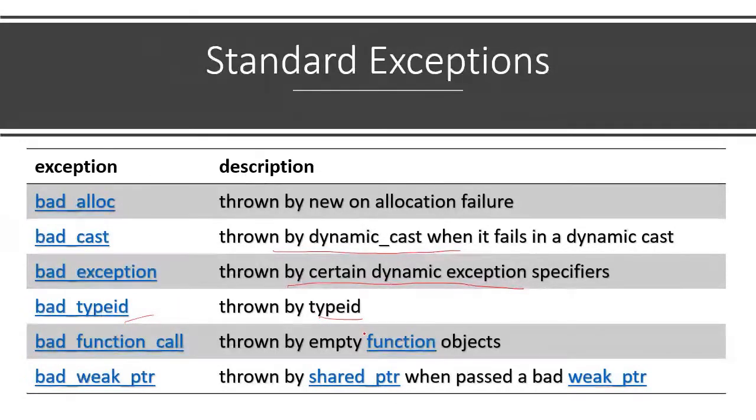Bad function call if an empty function object has been called, and bad weak pointer if the pointer which is being shared is null, or the shared pointer, something like that. Okay, so this is what we have in terms of our standard exceptions with respect to the exception handling of this particular C++ programming. So this is the end of our episode 9.